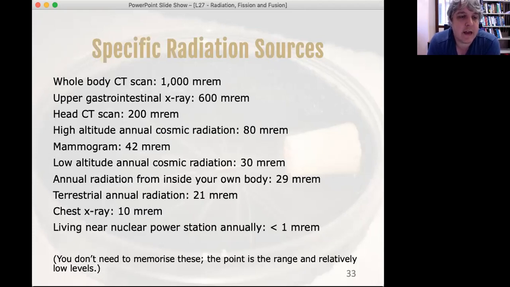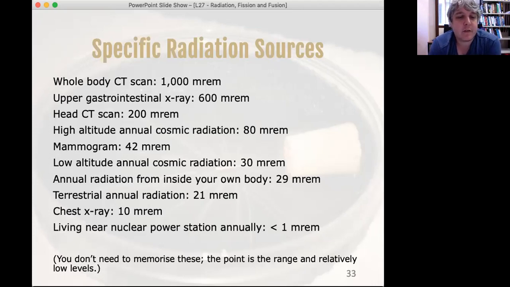High altitude annual cosmic radiation. Remember I said cosmic radiation, stuff coming in from space, in through the Earth's atmosphere. Some of it gets down to us on the ground level, on sea level. If you are up a mountain, then there's less atmosphere above you and more of that radiation can actually get to you. So you'll see that is 80 millirem, and a couple of lines down you've got low altitude cosmic radiation of 30 millirem, and that's annual. That's for the whole year. 0.08 of a rem, 0.03 of a rem, depending on your altitude.